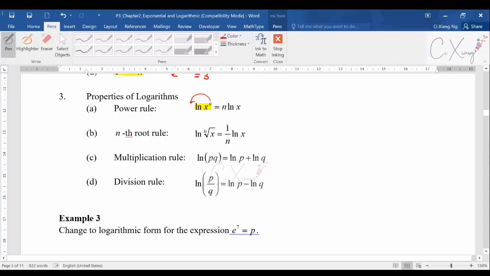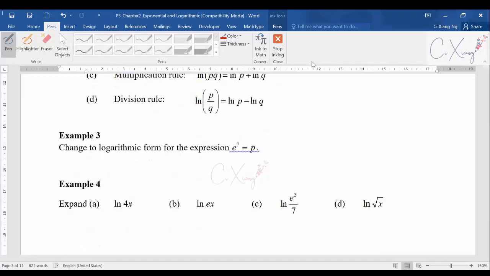All the rules are exactly the same, just that you change the log base b of any number to log base e only, and all these are logs. They are exactly the same, nothing different, only the base is different, so I'm not going to discuss all this in detail anymore. Let's have a look at example 3.